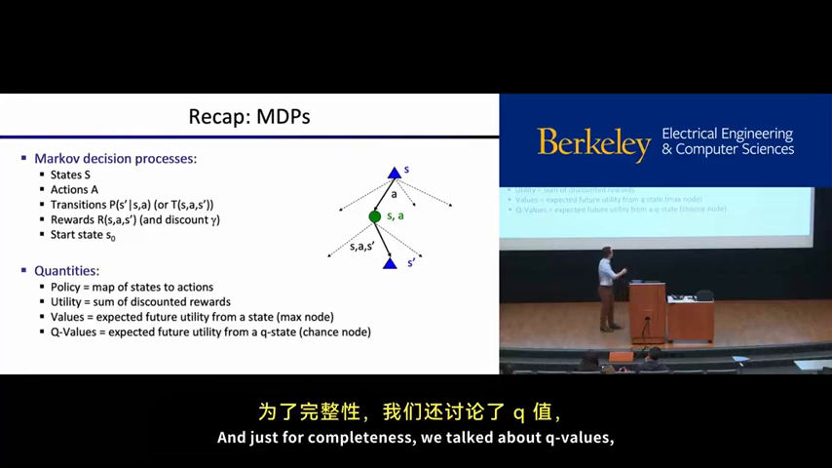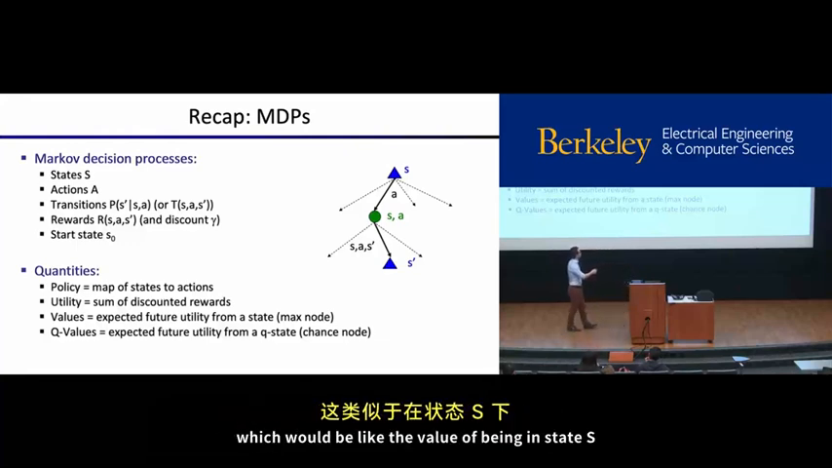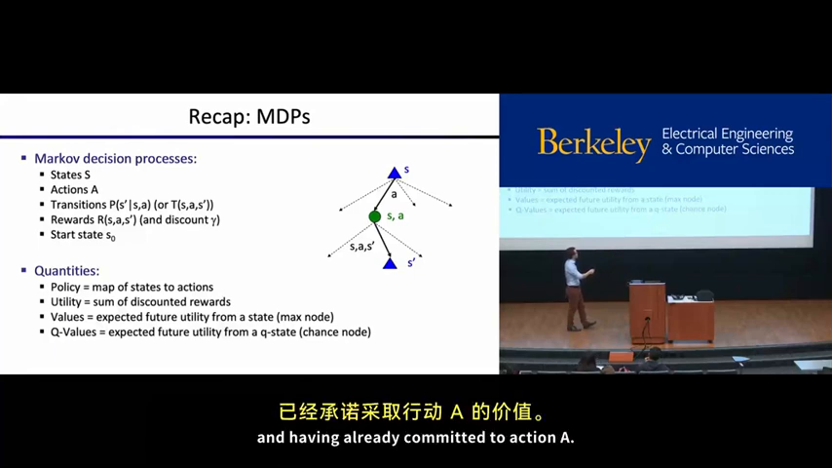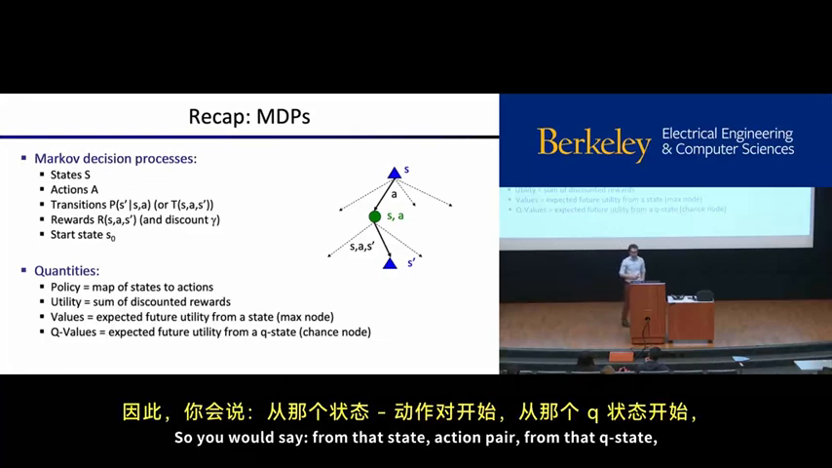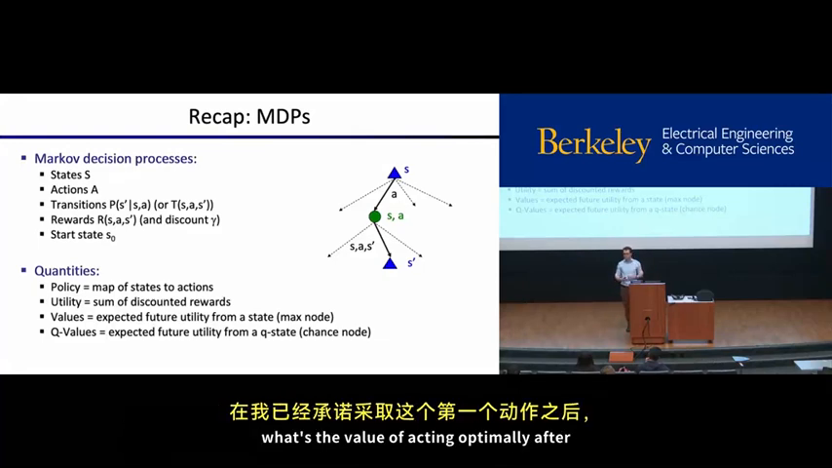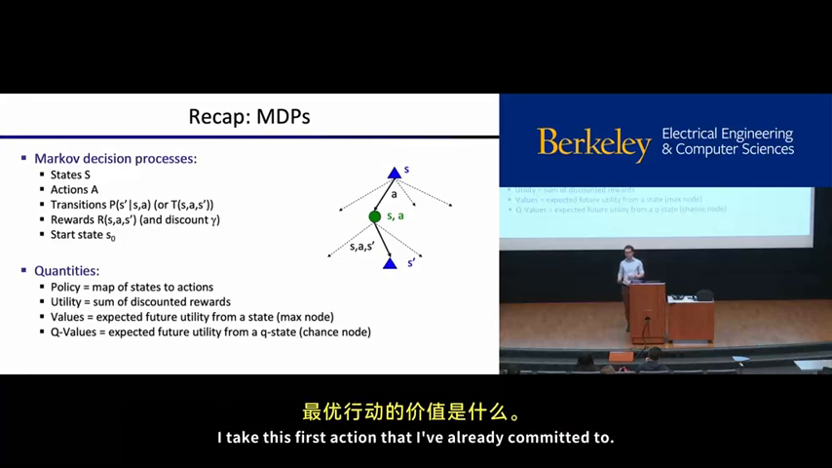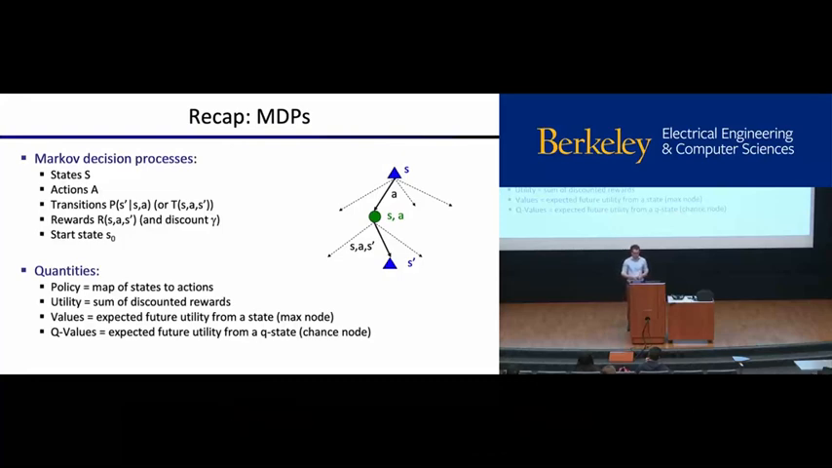And just for completeness, we talked about Q values, which would be the value of being in state S and having already committed to action A. And this would just be unrolling from there. So you would say, from that state action pair, from that Q state, what's the value of acting optimally after I take this first action that I've already committed to?